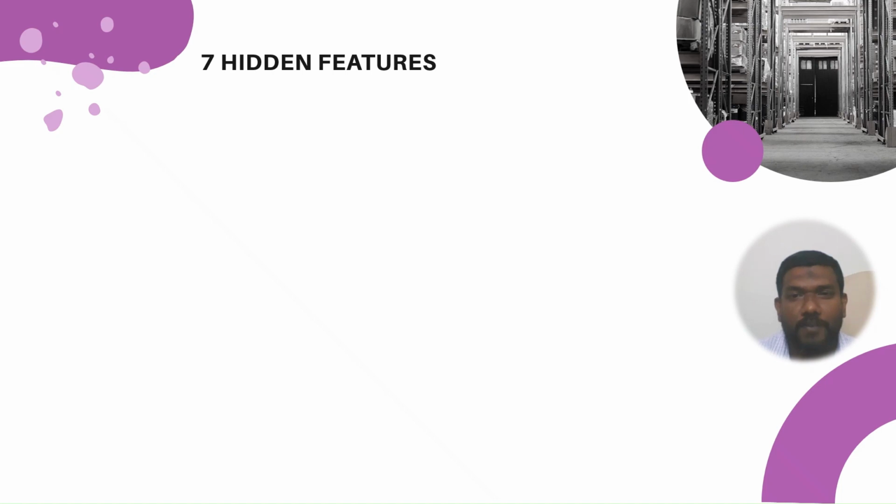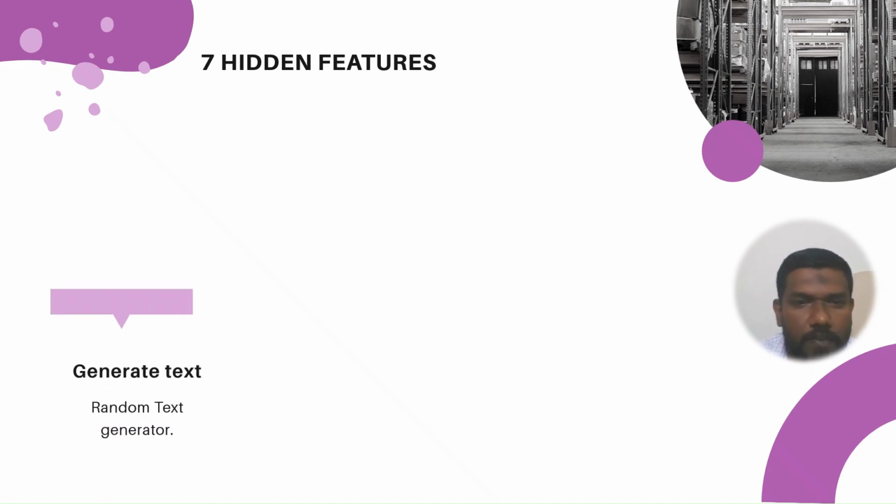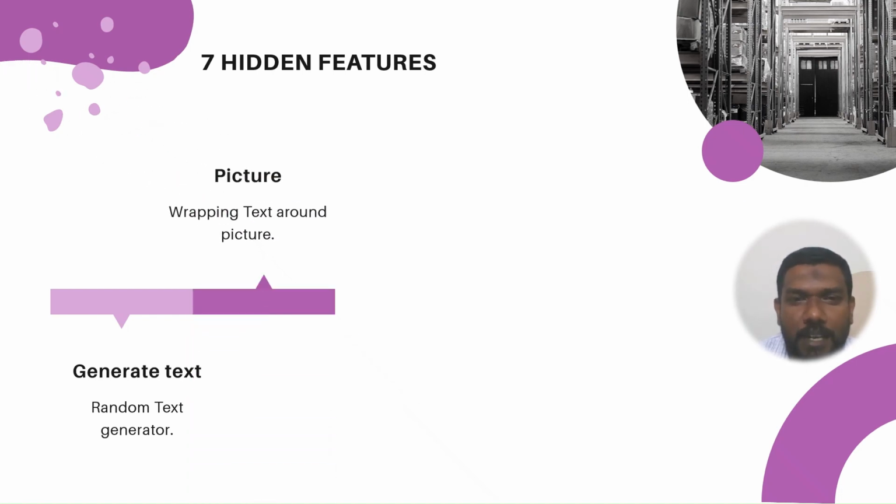So here are the 7 hidden features that we'll be looking at. The first one is how to generate random text inside Microsoft Word. The second one is wrapping. I'm sure most of us insert pictures inside our document. We will see how we can wrap the text around that picture.